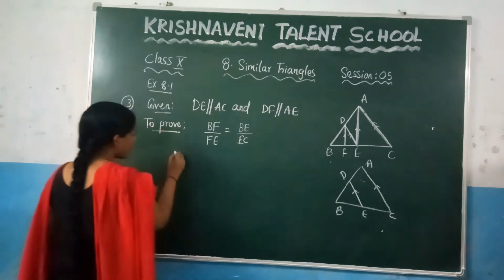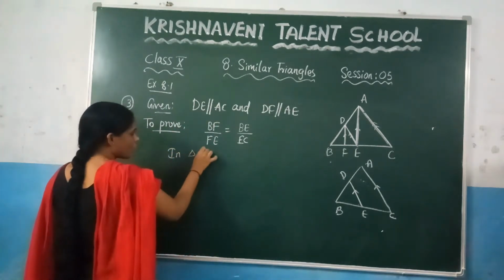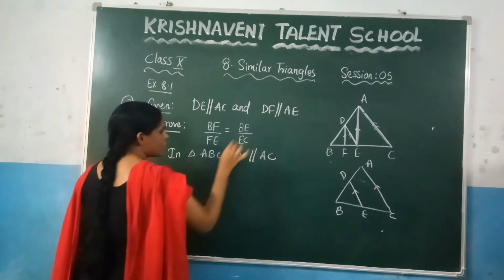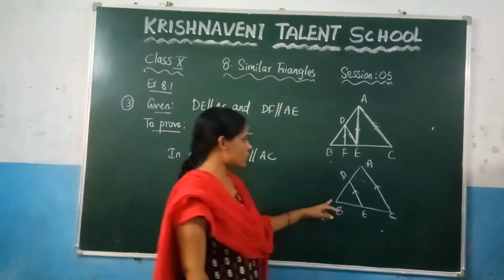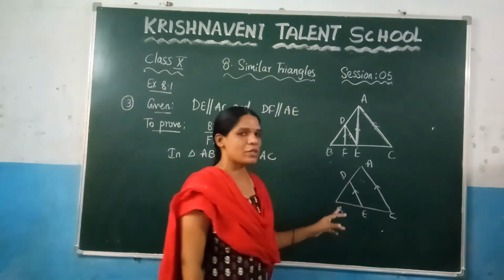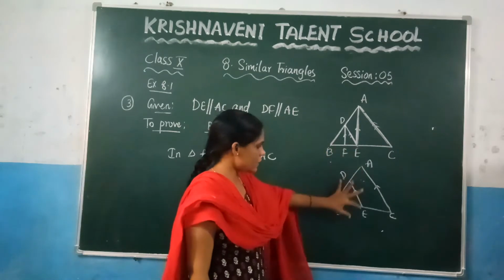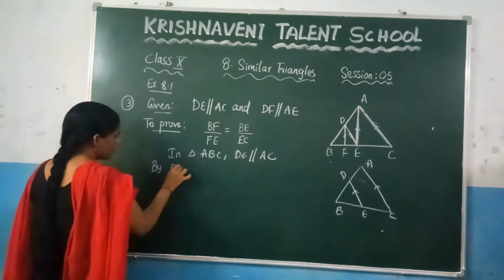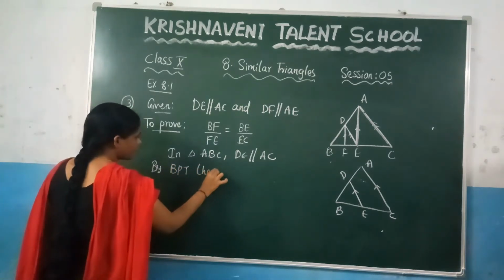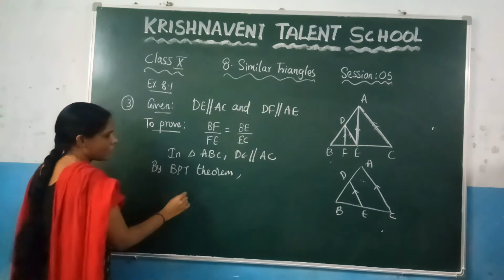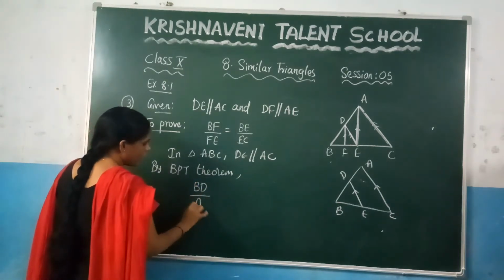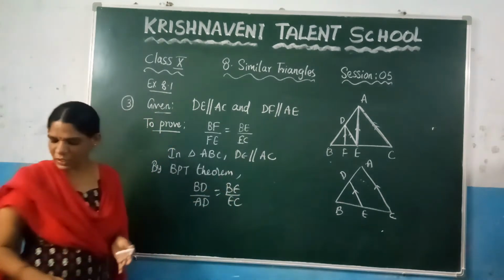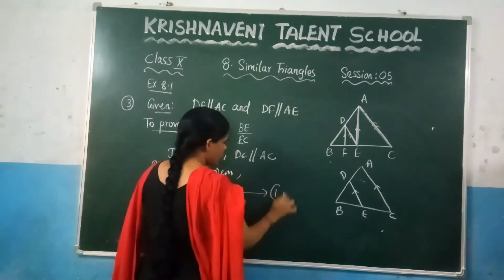So write it here: in triangle ABC, what is the condition they have given? DE is parallel to AC. If DE is parallel to AC, the other two sides, which are AB and BC, are divided into the same ratio. That means BD by AD is equal to BE by EC. So write here, by Thales' theorem or basic proportionality theorem, you can write BD by AD is equal to BE by EC. This is the first equation. Let us consider this one as the first equation.